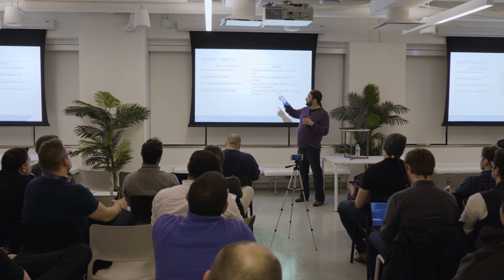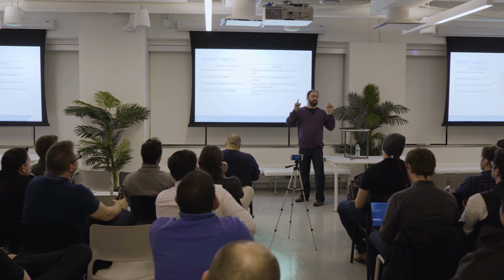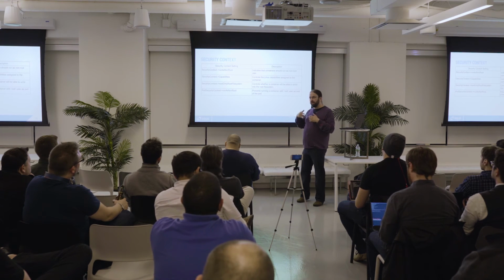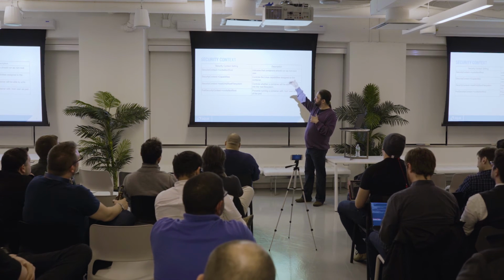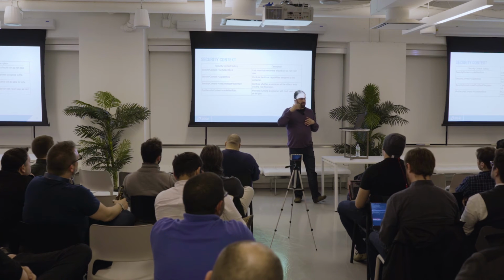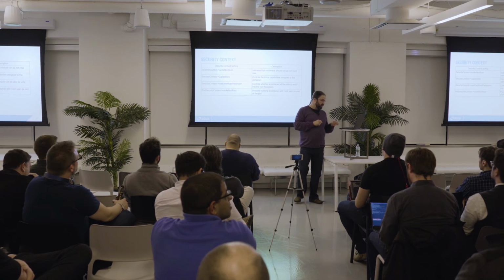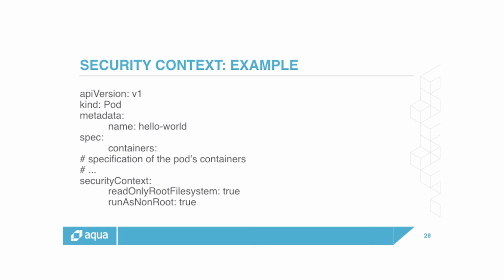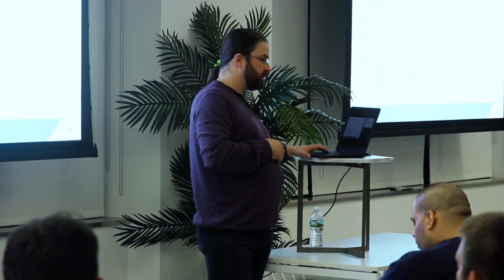The first three are somewhat container context, and the final one is a pod context. It's somewhat similar to the first one, but on a pod level, saying that any of the containers inside cannot run with root user. This is an example of the security context. It's pretty self-explanatory. You create a YAML file as usual, and you specify parameters as you see fit for your environment.